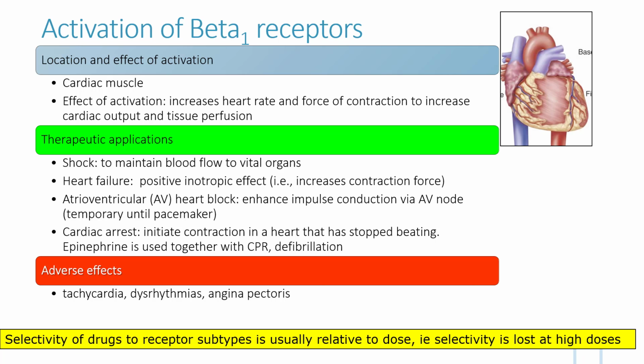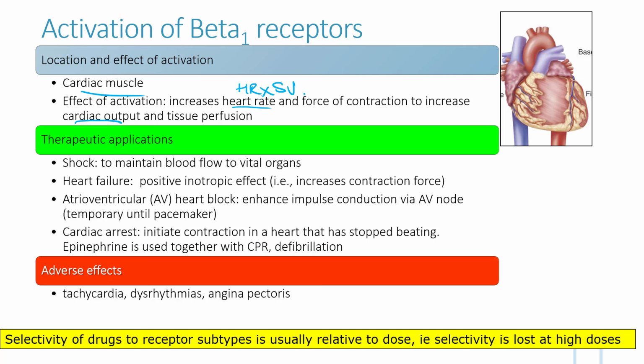Another adrenergic receptor subtype are the beta receptors. Beta receptors are found on cardiac muscle, and when they're activated, it increases heart rate and increases contractile force, and so it helps to pump more blood. It helps with cardiac output. Cardiac output is heart rate times stroke volume per minute, and it also helps to push blood to various tissues in the body.